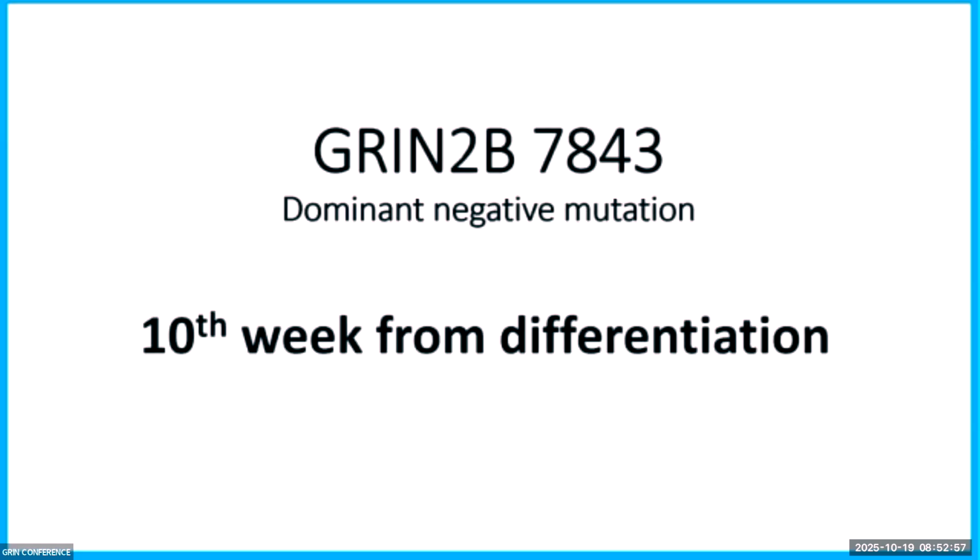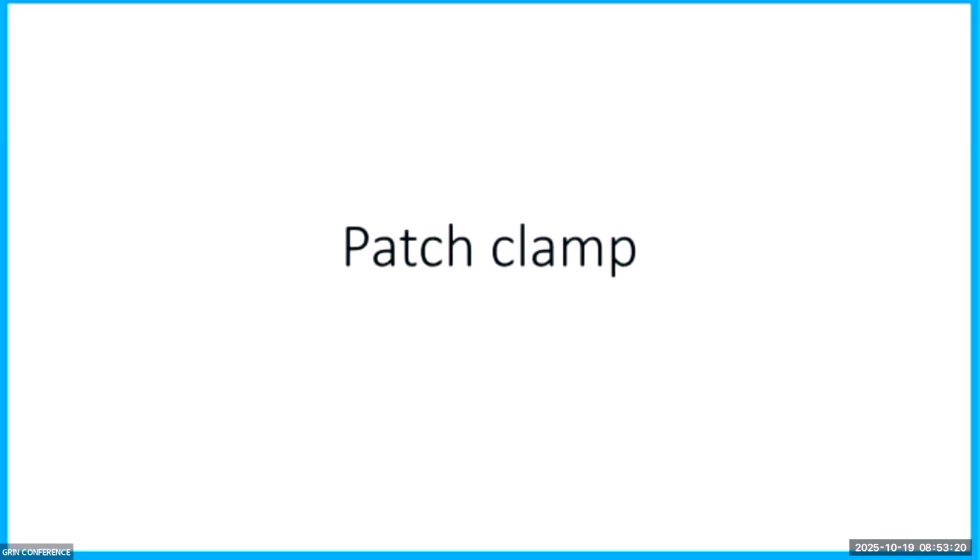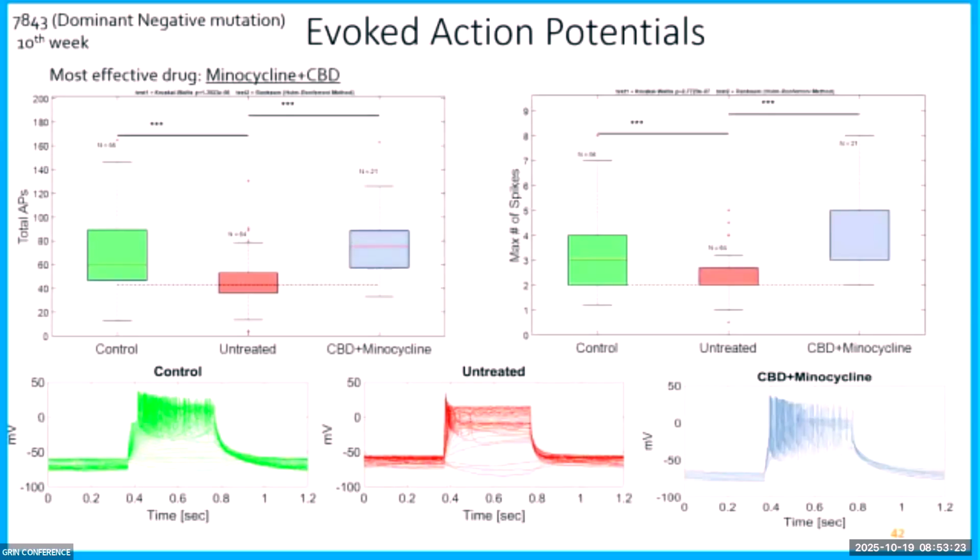We have another mutation here. I will not go deeply into the graphs, I will just briefly show them, but we did this, as I showed, for these 5 patients. We're recording at the earlier time point, the 4th week. We see all the patients have this kind of surprising hyperexcitability phenotype when the neurons are young. And as they mature, they become less excitable and less synaptically connected. So for this one, this is an example where we see the hypoexcitability, which is rescued by CBD plus minocycline.